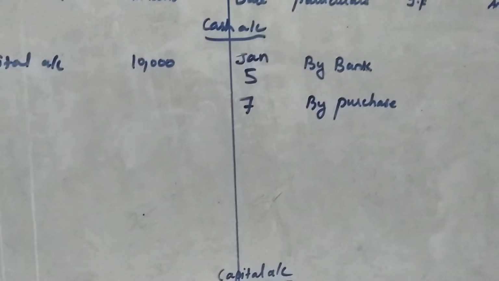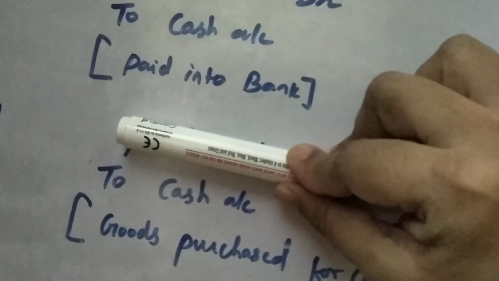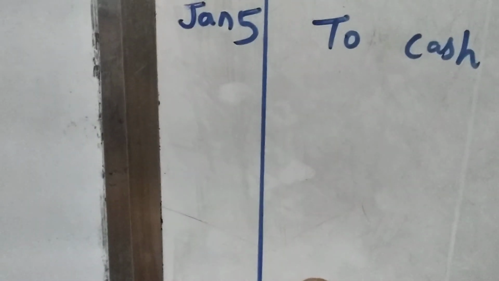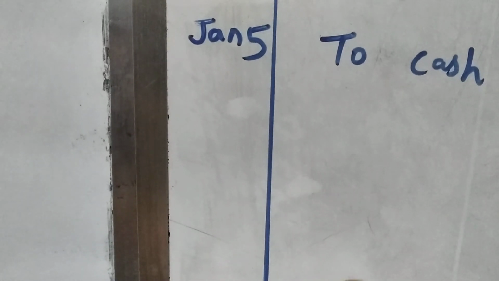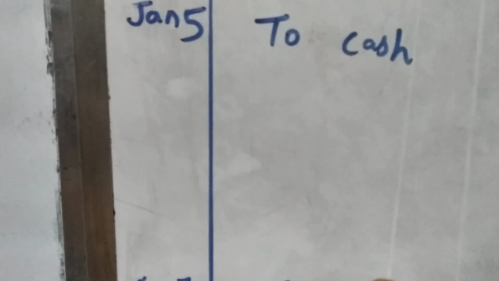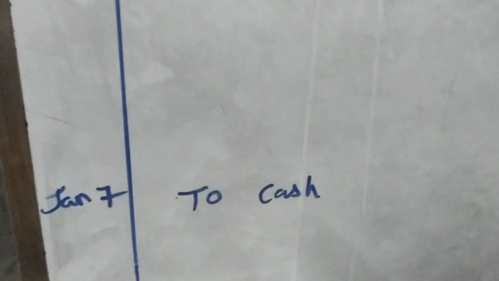So coming back to the purchase account. Now I am going to record in purchase. I am closing, hiding this. So what is remaining? Cash. So in purchase account, I will be writing 7th Jan, to cash, 1,000.